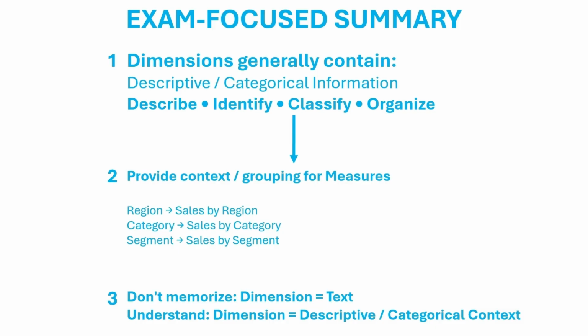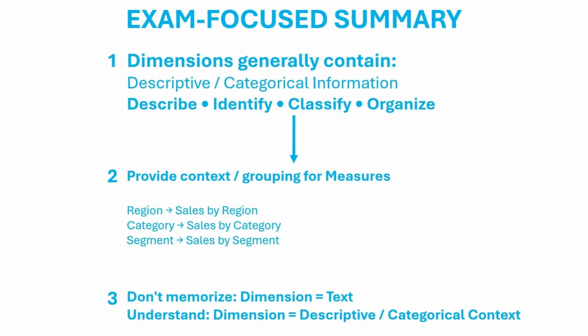Before we finish, let's quickly bring together the key points you should remember for the exam. First, dimensions generally contain descriptive or categorical information. They help us describe, identify, classify, or organize our data. In the sample superstore, examples include category, region, segment, customer name, and product name.